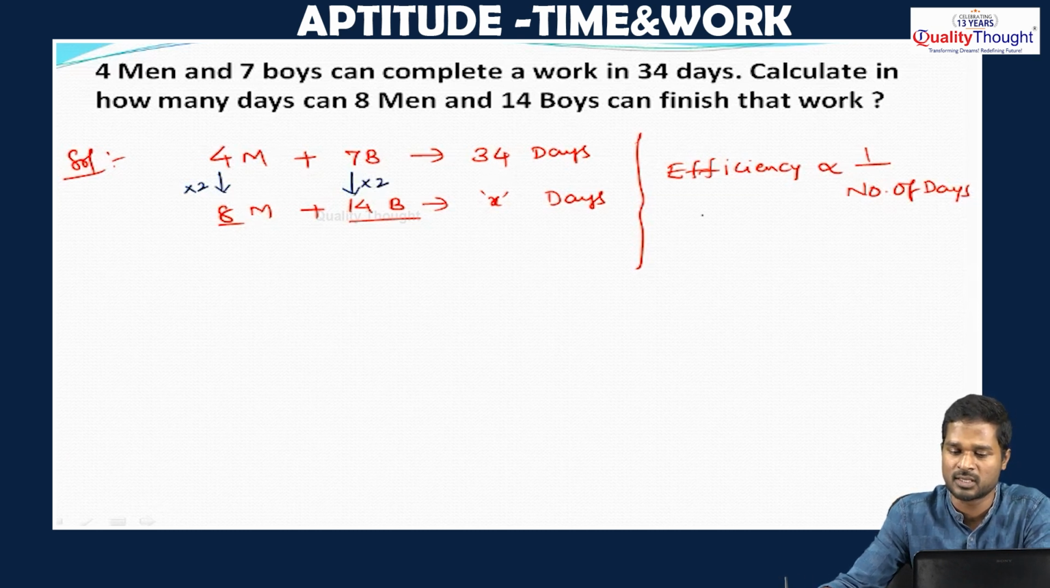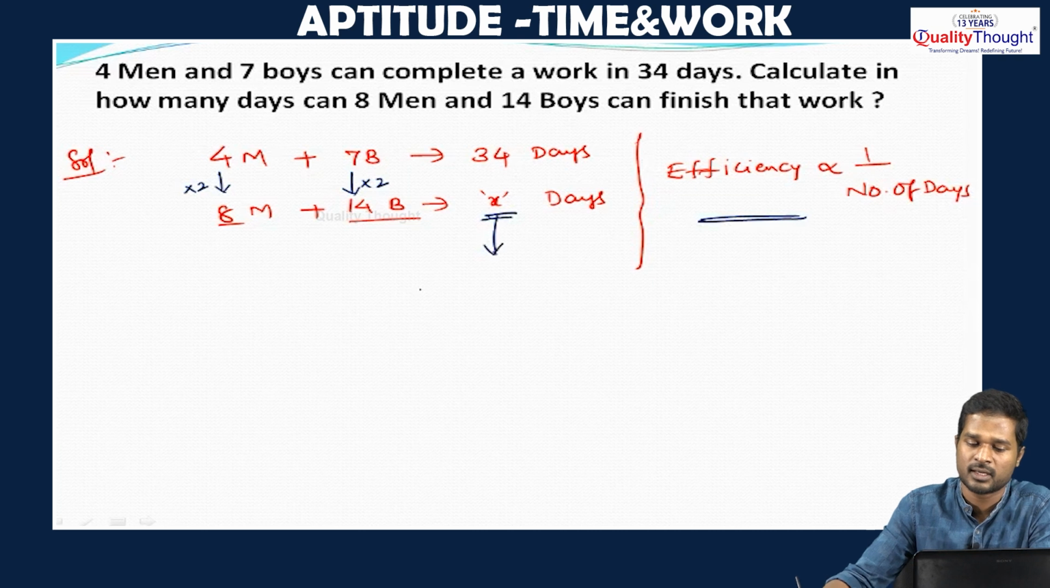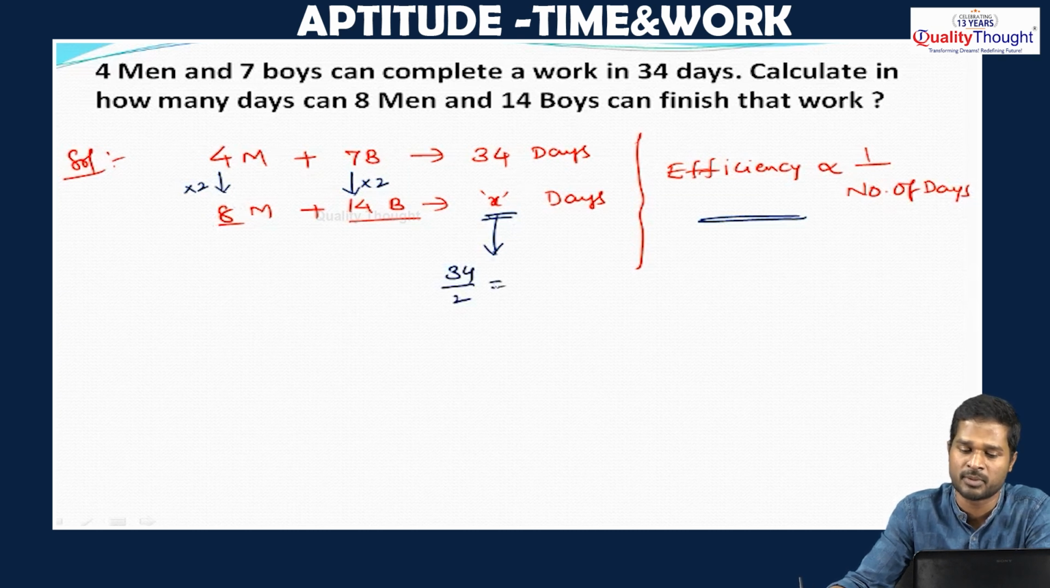So, as per this, the more the efficiency, the fewer the days taken. So, 34 divided by 2. Here the people are increased by 2 times, therefore the days will be decreased by 2 times. That means in 17 days the work will be done by 8 men and 14 boys. This is how you need to calculate this kind of question.